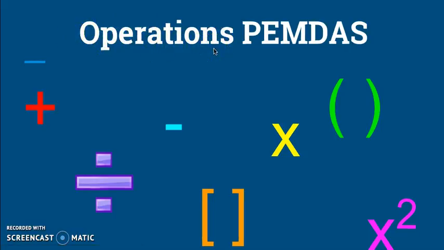Operations. In math, an operation is anything that you're doing, the math that you do. So for example, adding is an operation in math. Subtracting is an operation. Multiplying is an operation, and dividing. Also, when you see parentheses in math, you are doing some kind of math, that's an operation, or other grouping symbols like these brackets or exponents. Anytime you see these things, that is an operation in math.